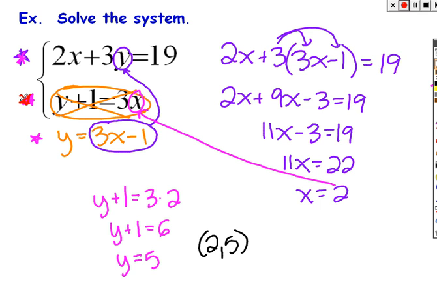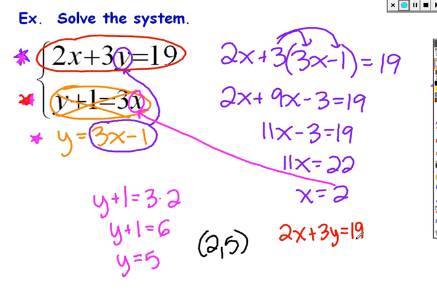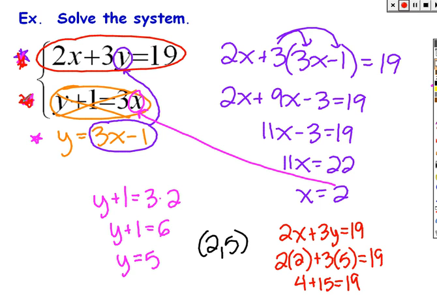Now I just substituted into this second equation to find y, so I'm going to go back to the first to check my answer. Here's a great check. If you look at that first equation, 2x plus 3y equals 19, if I substitute in 2 for x and 5 for y, does 2 times 2 plus 3 times 5 equal 19? Yes, it does. This is a true equation. So that point, if I plug it back in, should make both the first and the second equation true. I can check here, plug in 5 for y, 2 for x. Does 5 plus 1 equal 3 times 2? Yep. That point makes both equations true. That's the solution to the system.